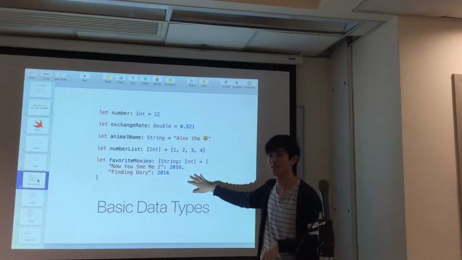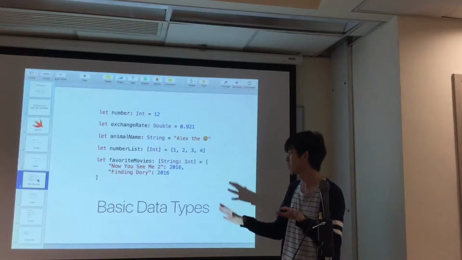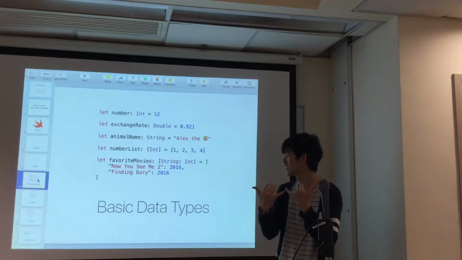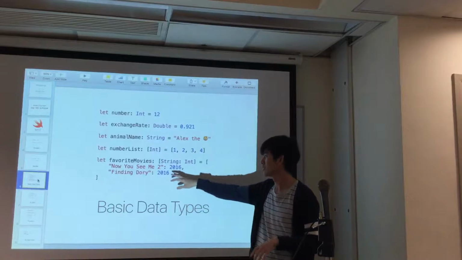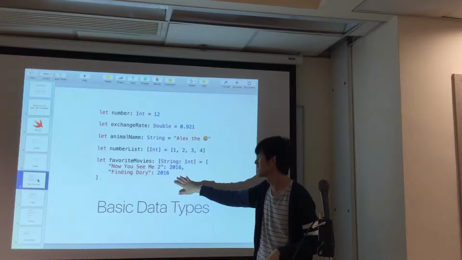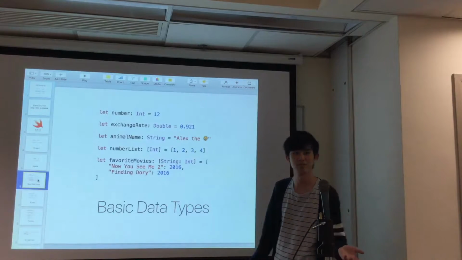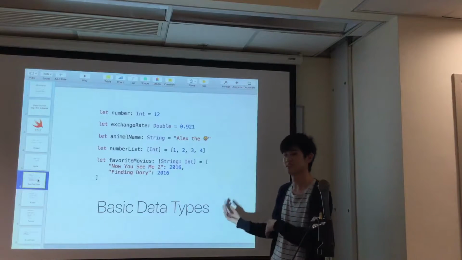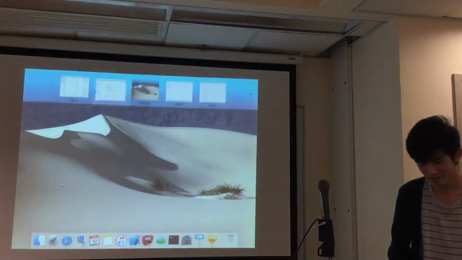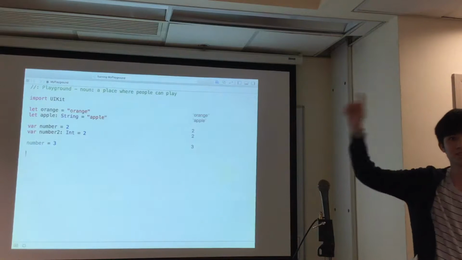And then the fifth one, I don't know if any of you have heard of dictionary. It's actually a key value pair. Let's say I have a username and password, so it's a pair. Let's say I have a list of favorite movies, and I put it into a dictionary. Now You See Me Too is of year 2016, and the next favorite movie is Finding Dory, and it's also 2016. So I will do a demo so you can understand it more. Let's go back to the playground. Can you guys at the back see what's on the board?